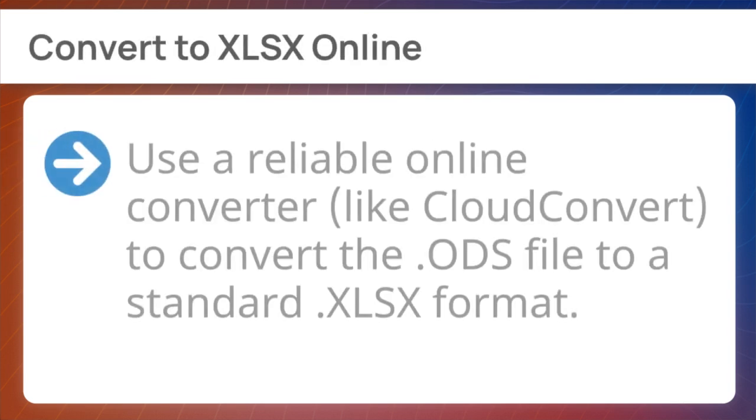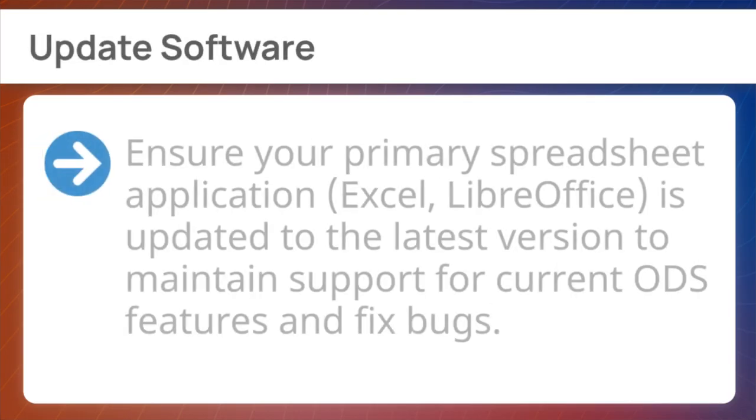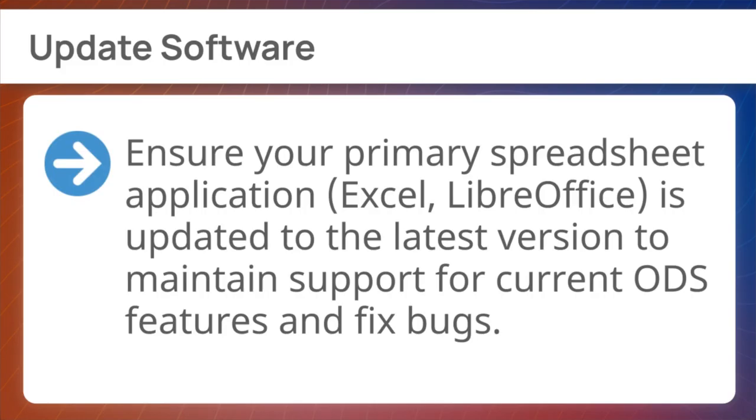Next, convert to XLSX online. Use a reliable online converter, like Cloud Convert, to convert the ODS file to a standard XLSX format. Finally, update software. Ensure your primary spreadsheet application, Excel, LibreOffice, is updated to the latest version to maintain support for current ODS features and fix bugs.